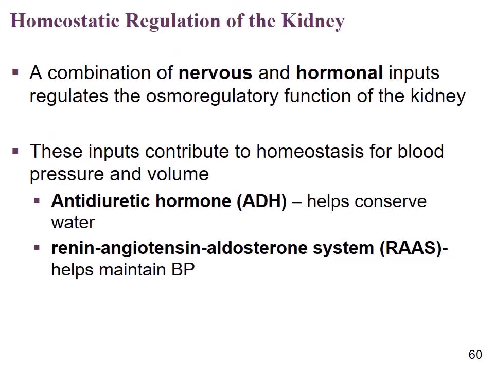So really the kidney is regulated by a combination of nervous and hormonal inputs. And these inputs contribute to homeostasis for blood pressure and volume as well. So we'll go over antidiuretic hormone and the renin-angiotensin-aldosterone system.